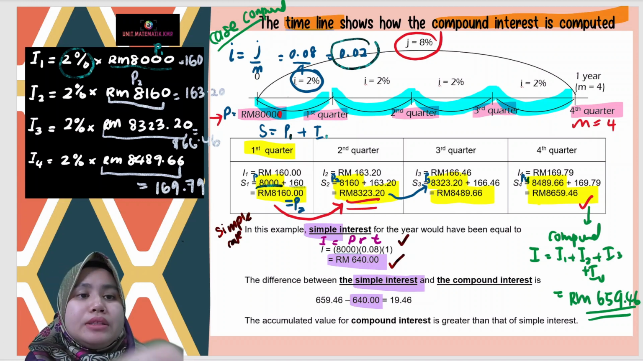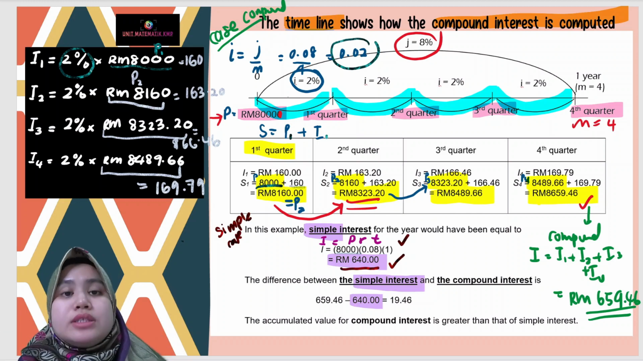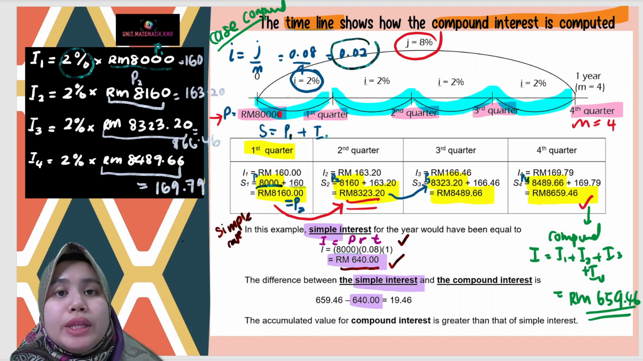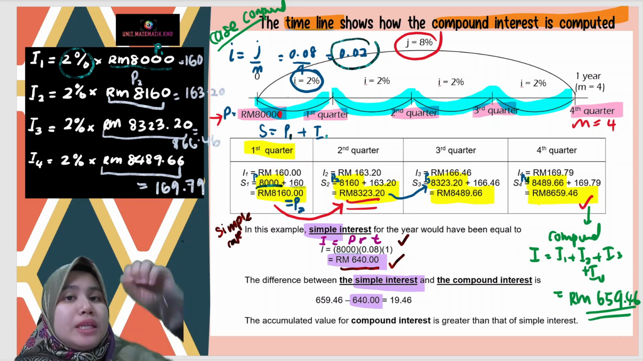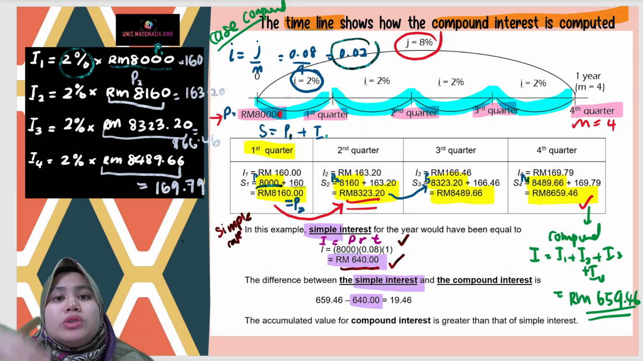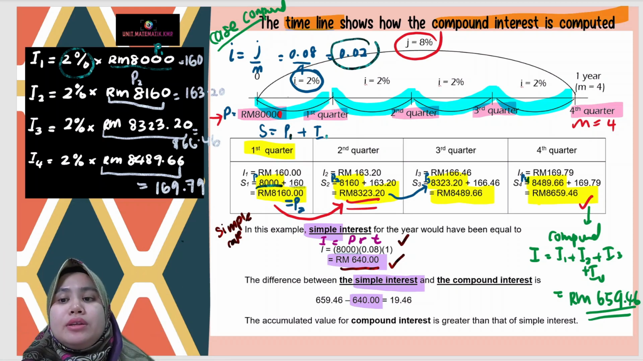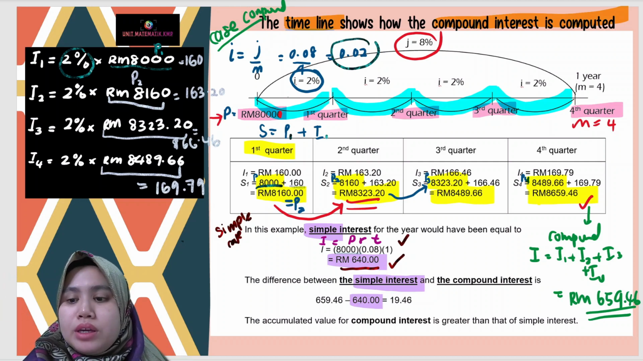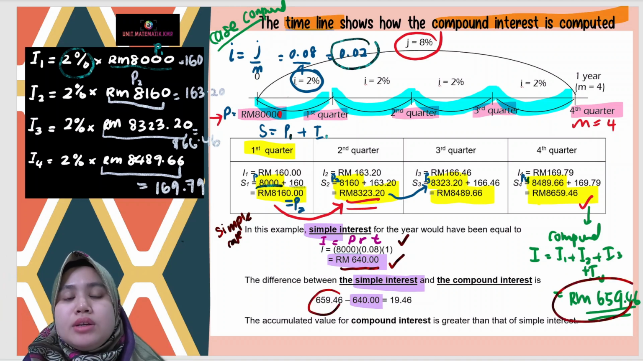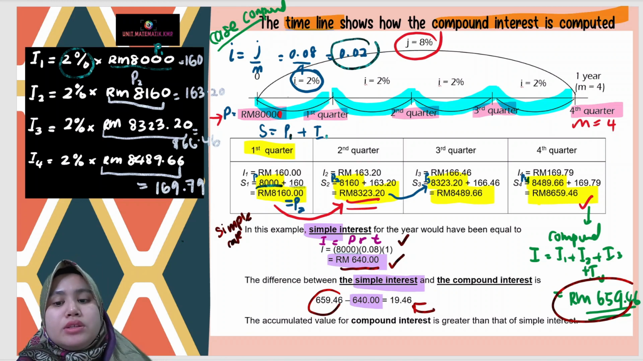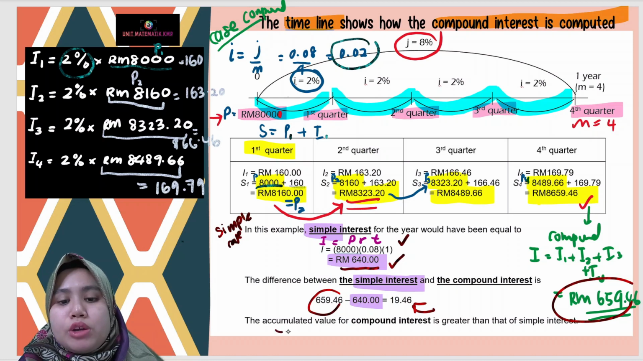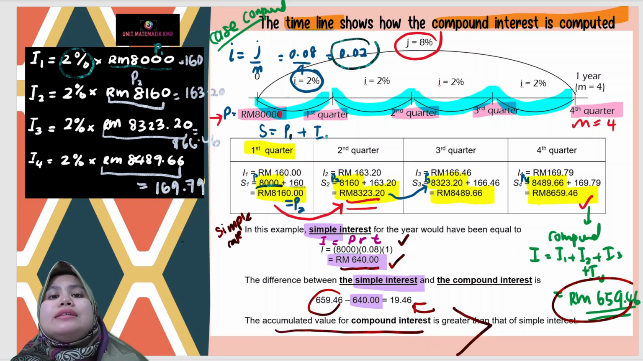For simple interest, how much do you get? 640 ringgit. With the same time, 1 year, you have simple and you have compound. So which one got more money? It's compound. Your compound gets more money. The difference is about 90 ringgit 46 cents. So what we want to say is the accumulated value for compound interest is greater than simple interest.